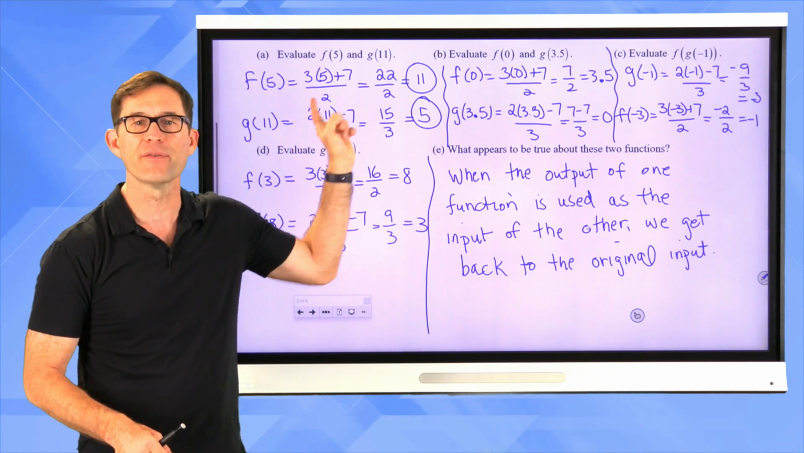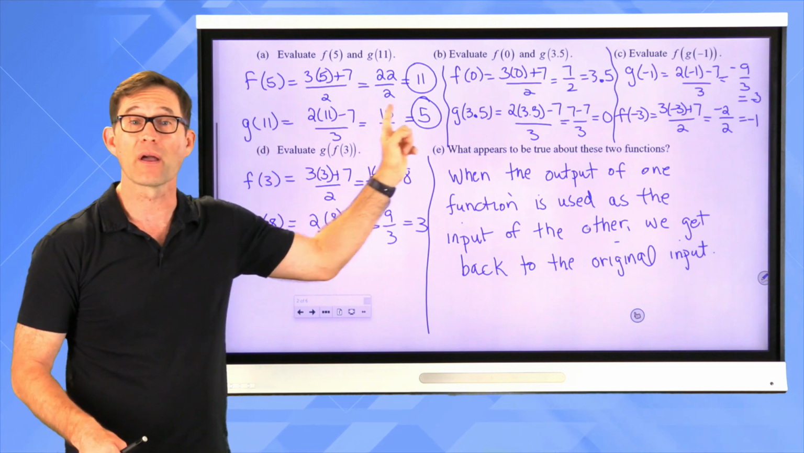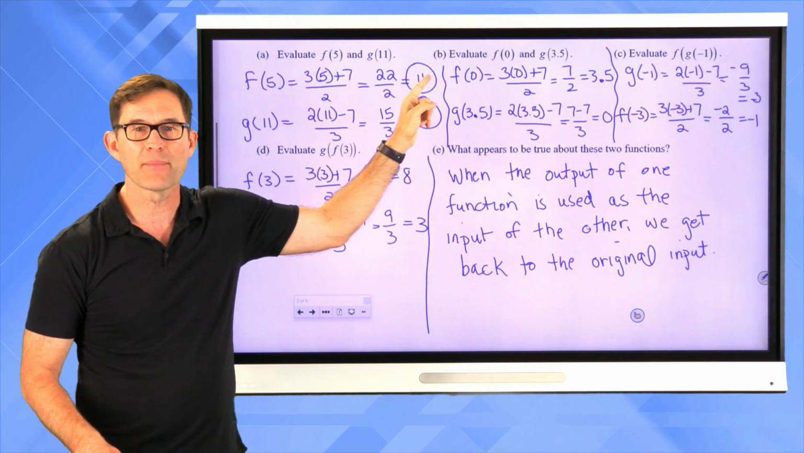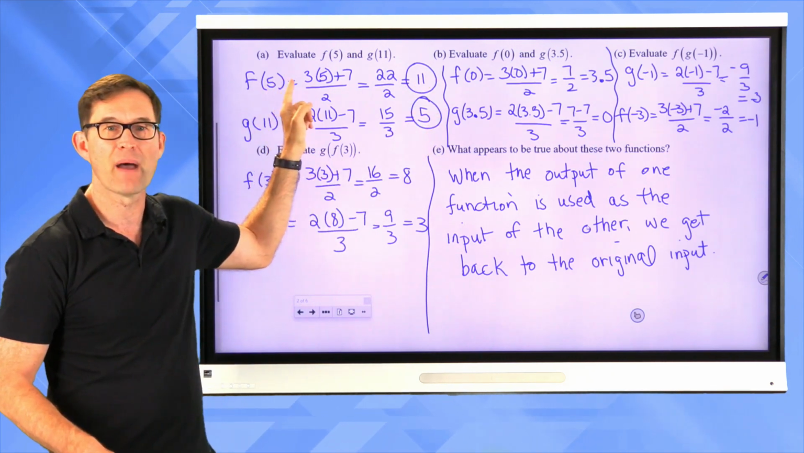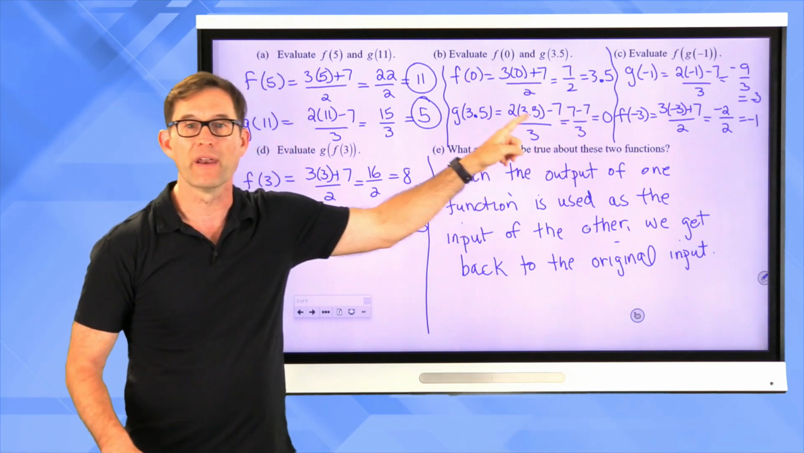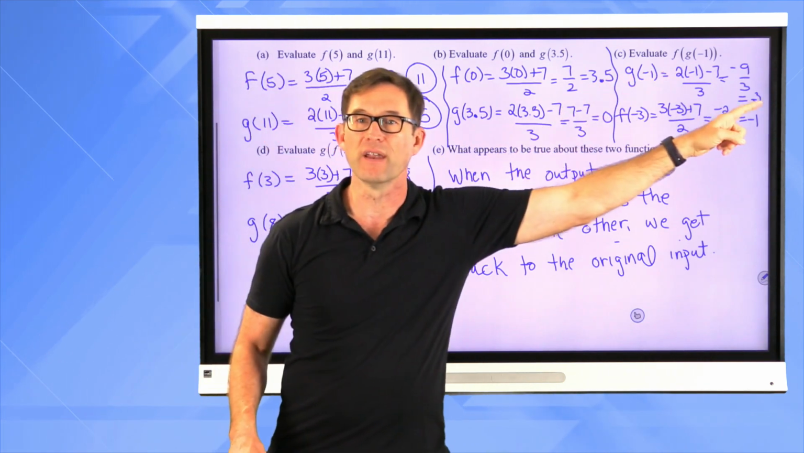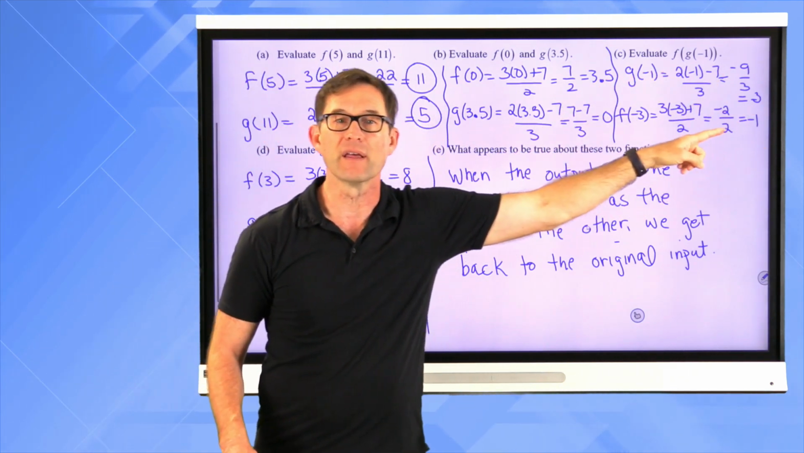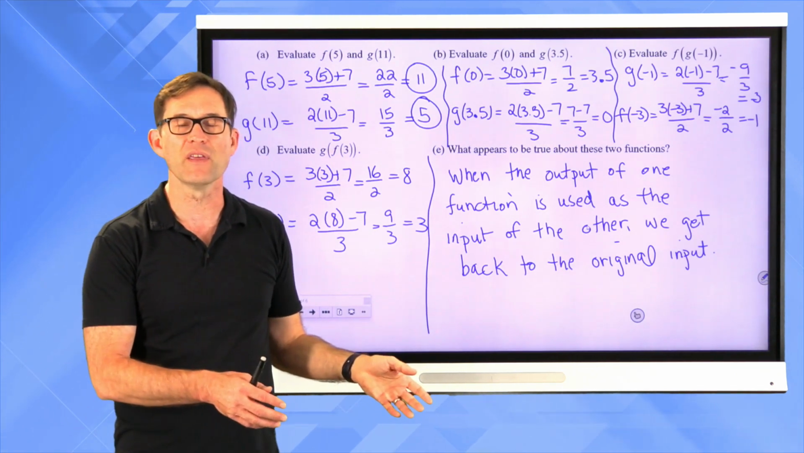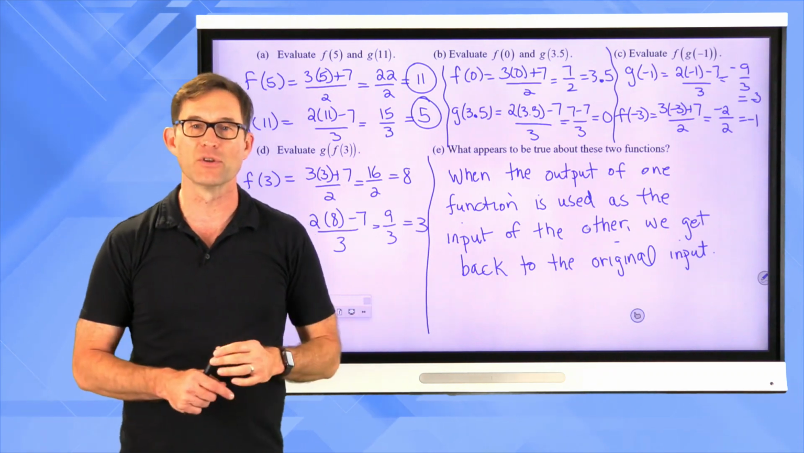5 goes into f, what comes out is 11. 11 goes into g, and what comes back out is 5. So it's like a cycle. 5 gets mapped to 11, 11 gets mapped back to 5. 0 gets mapped to 3.5, 3.5 gets mapped back to 0. Negative 1 gets mapped to negative 3, negative 3 gets mapped back to negative 1. It's like whatever f is doing to the input, g undoes it to get back to the original input.